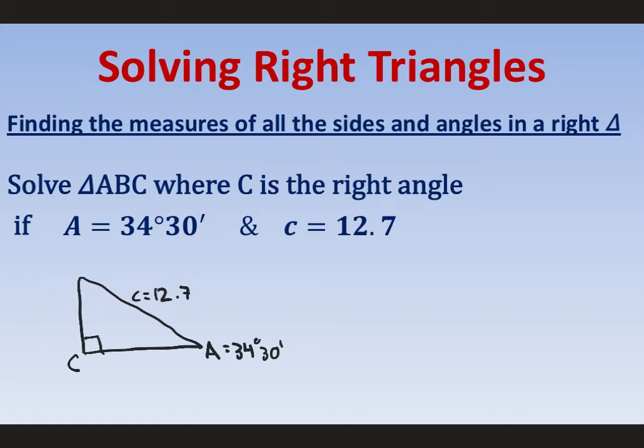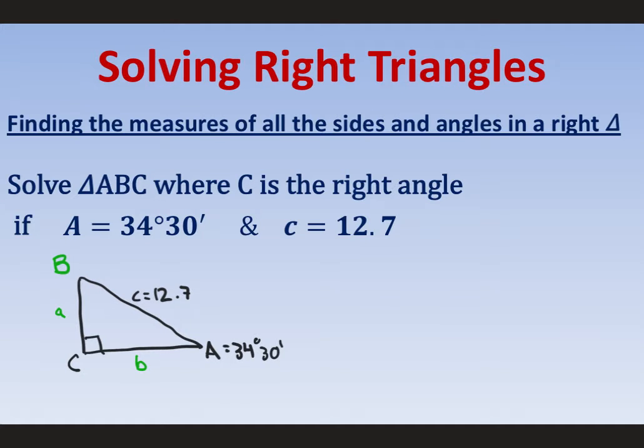Now, we still have some stuff to find. That stuff that we still need to find, I'm going to put in a slightly different color so we don't forget about it. I still need to find big B over here and little b, the side across from it. And I still need to find little a, this one right here.